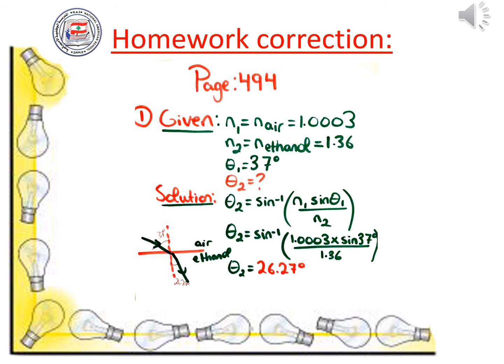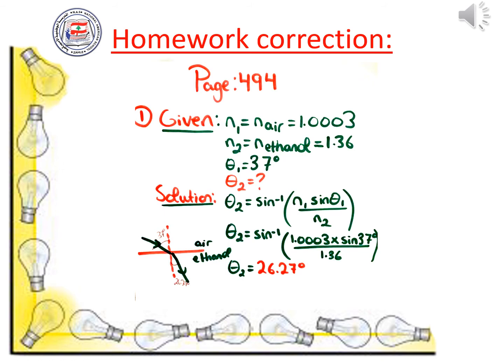So if we read on page 494, number 1, the question is, a laser beam in air enters ethanol at an angle of incidence of 37 degrees. What is the angle of refraction? So the given is N1, which is N air, equal 1.0003, N2, which is N ethanol, equal to 1.36, and angle 1, which is the angle of incidence, equal to 37 degrees. We need to find angle 2, the angle of refraction.